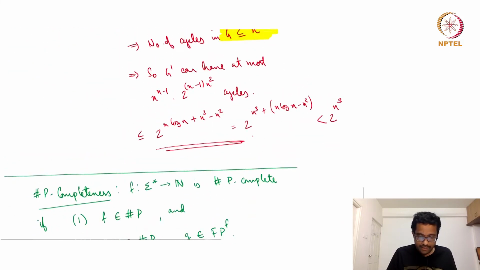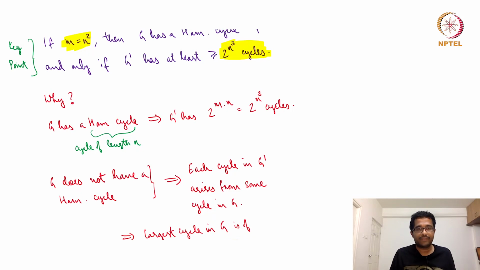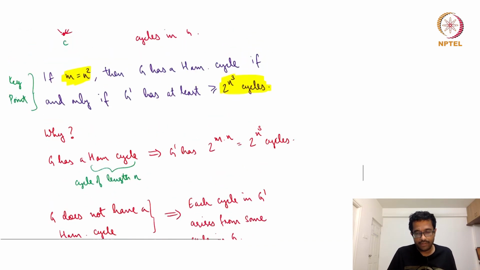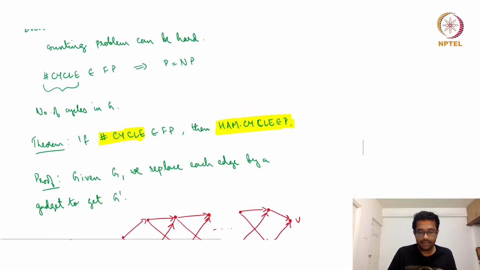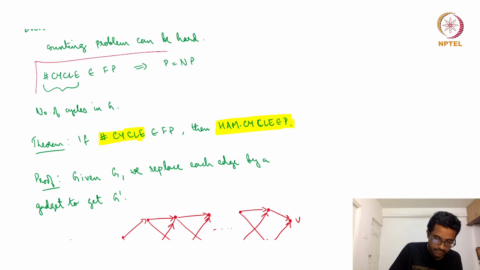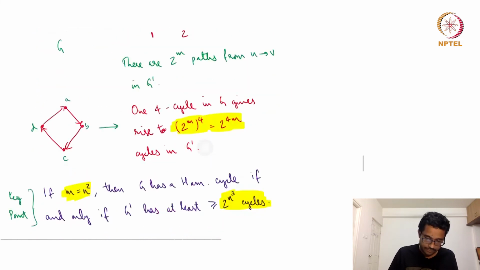So this means if we are able to count the number of cycles in a graph in polynomial time, we could solve the Hamiltonian cycle problem by this reduction, right? So this means if sharp cycle is in FP, then P equals NP, right? This is what we have shown.